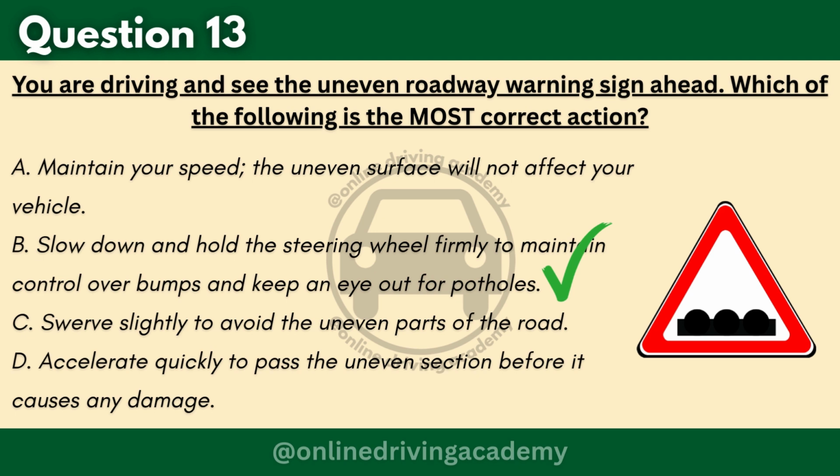With option D, it says accelerate quickly. Remember, like I just said, if you're going to accelerate and drive fast over an uneven section of the road, it's going to cause your vehicle to lose control. Basically, because your vehicle is going to be bouncing all over the place, right?